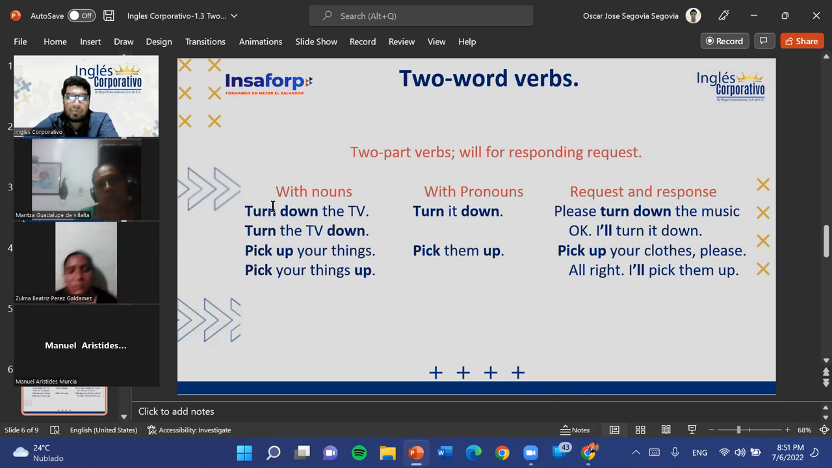So anytime you hear somebody start a phrase with the verb, it doesn't have to be all the time a two-word verb. It can be any verb. For example, your mom, your aunt, anyone can tell you, go to the store, go to the room, or anything like that. And go isn't necessarily a two-word verb. It's only a verb.